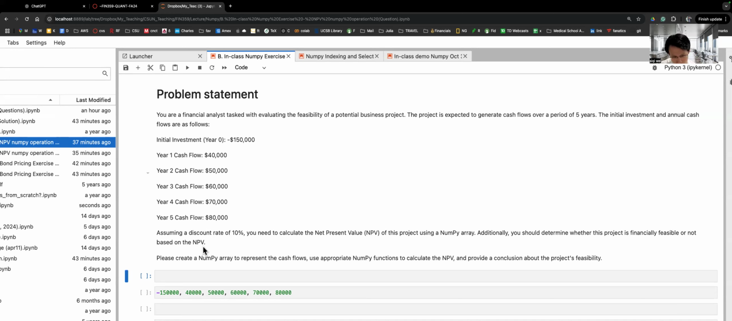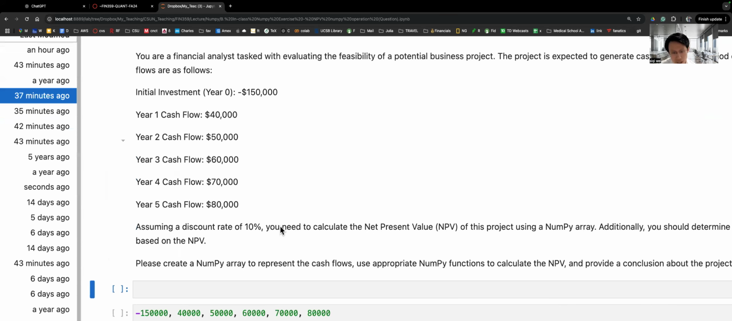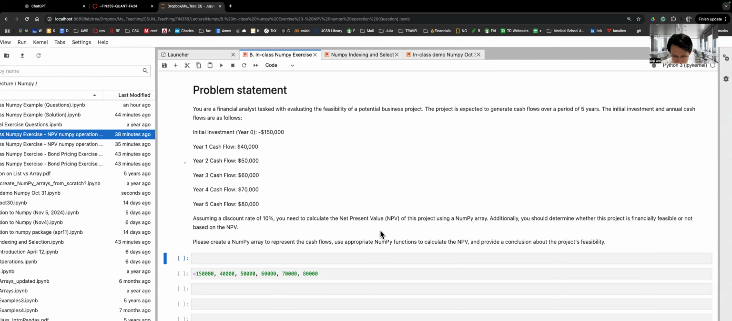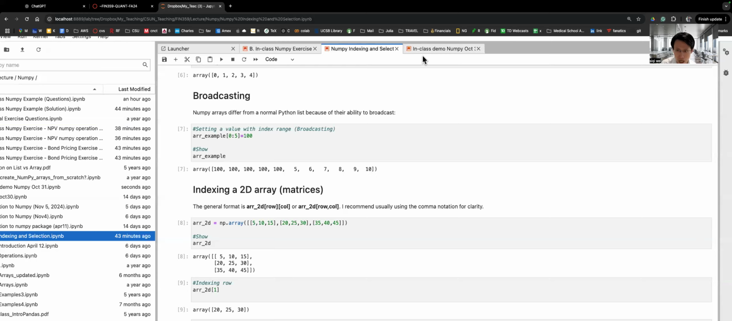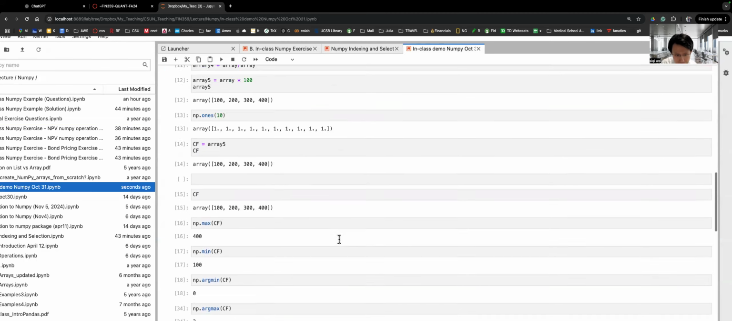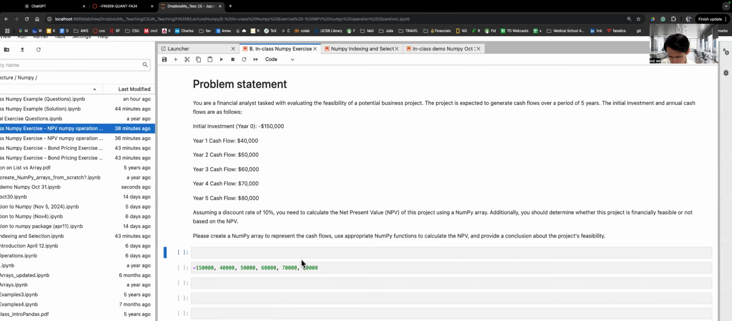Let's say we have a discount rate of 10%, the weighted average cost of capital. You have to calculate the NPV of this project using the NumPy array, which we have seen in class. I know for sure all of you know how to discount cash flows to the present and how to calculate NPV from your Finance 101 class.